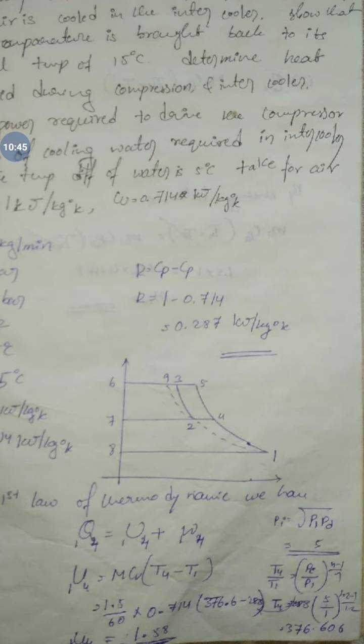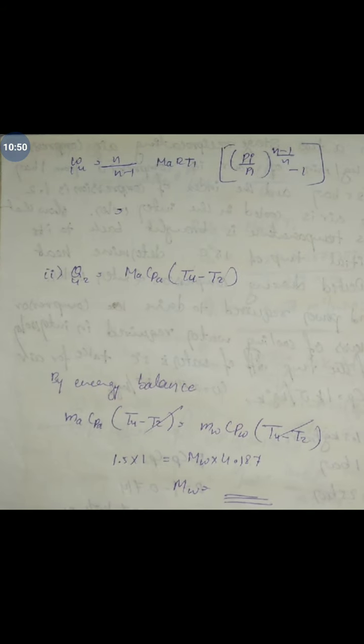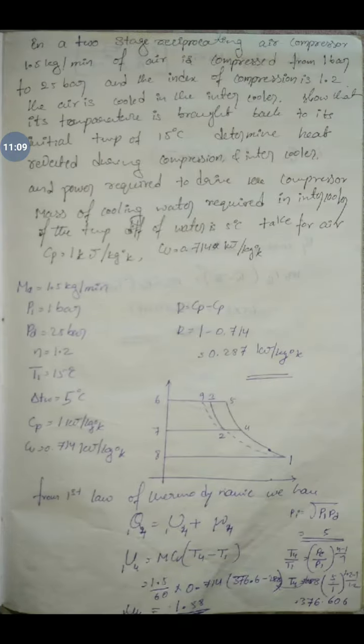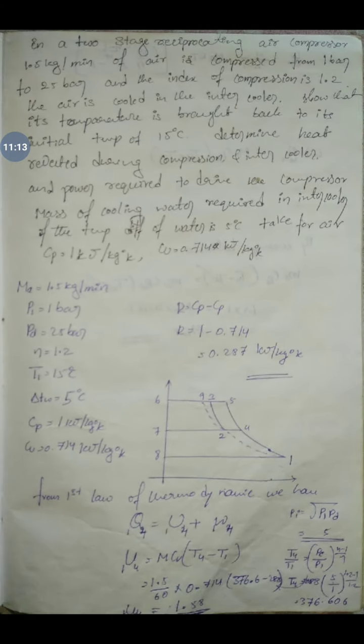Okay, so now to calculate the work done. W14 is nothing but n by (n minus 1) times m R T1, into [(intermediate pressure by suction pressure) to the power of (n minus 1) by n, minus 1]. If you substitute this, you are going to get the work done, that is W14. After getting the work done, you substitute your work done and internal energy, and you are going to get the heat rejected during the process 1 to 4.